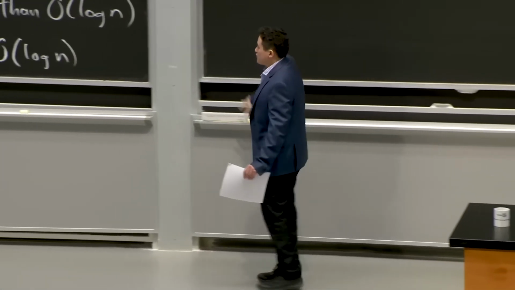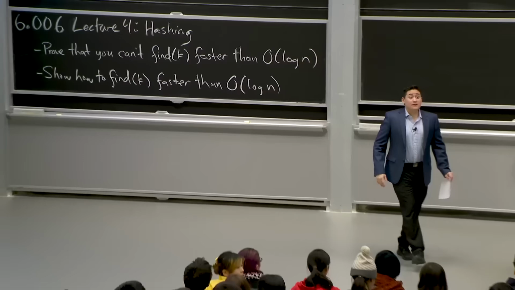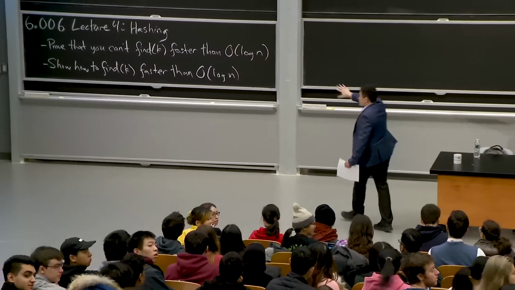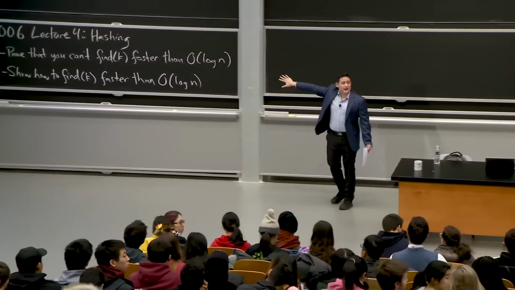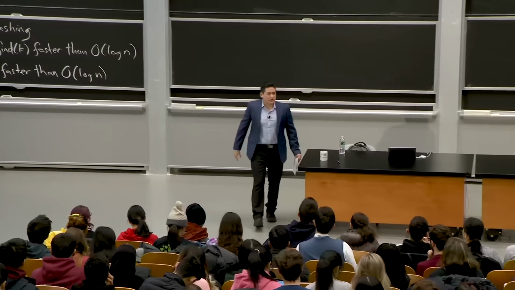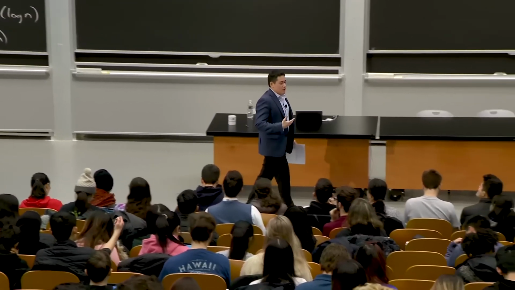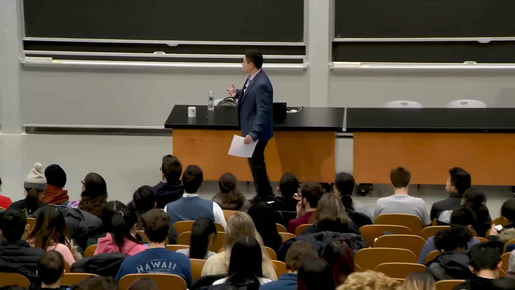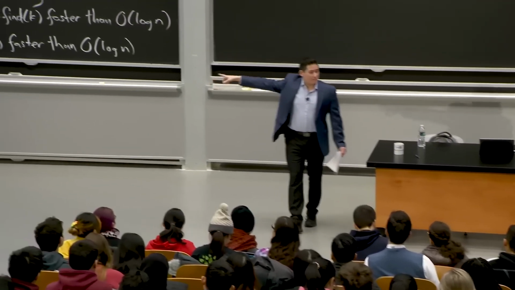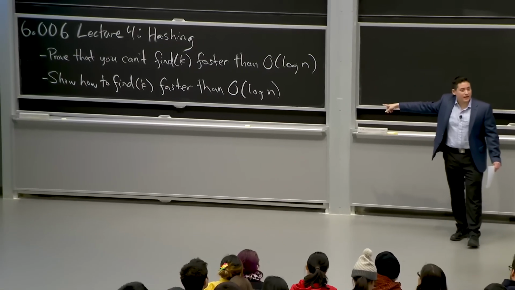And what we're going to do in the first part of this lecture is show you that no, you can't do faster than log n time, with the caveat that we are in a slightly more restricted model of computation than what we introduced to you a couple weeks ago. And then show that if we're not in that more constrained model of computation, we can actually do faster.